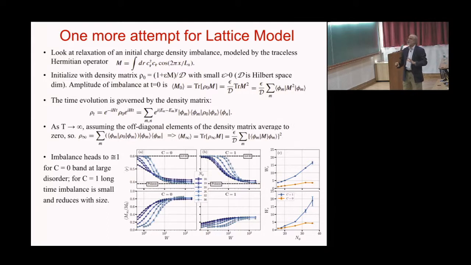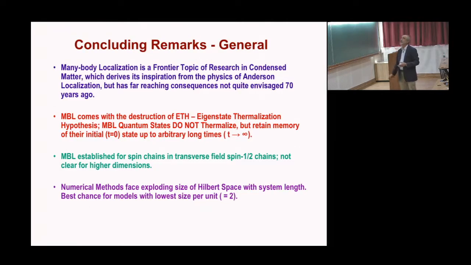We tried one more attempt at the lattice model. We looked at charge imbalance, and what we found again was that if you look at the 0 churn band, the imbalance remains at large disorder, almost 100%, whereas the churn 1 band has much less imbalance. And if you make this critical W from the midpoint, either of these curves or these curves, they show the same kind of behavior, whether you look at the R statistic or you look at the charge imbalance.